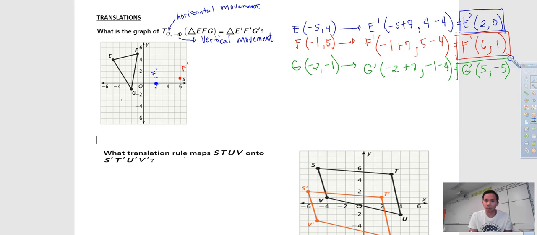So this is your G prime, and then I want you to plot the points where your G prime is located. So we have positive 5, and then we have negative 5. It's here. So if you graph them, negative 5 is here. So this is now your G prime. Then you can connect those points, so you can see your translation. So I'm going to connect those points.